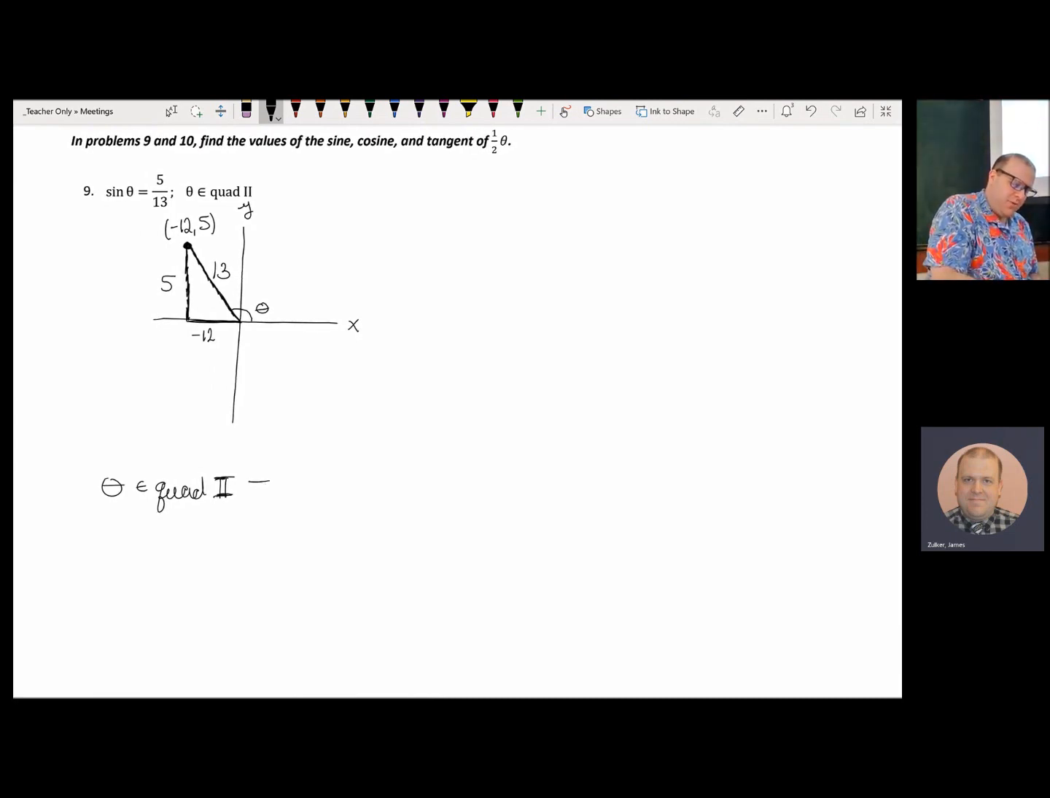Theta being in quadrant 2, what do we know about theta then? It's obtuse. It's between 0 and pi. Technically, I don't even need the equal sign. They wouldn't be quadrants, but whatever.